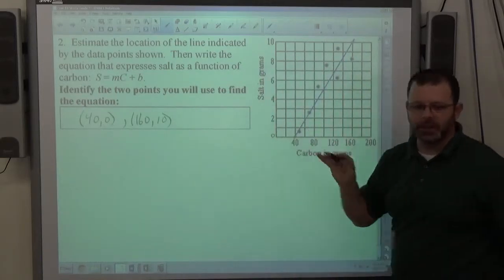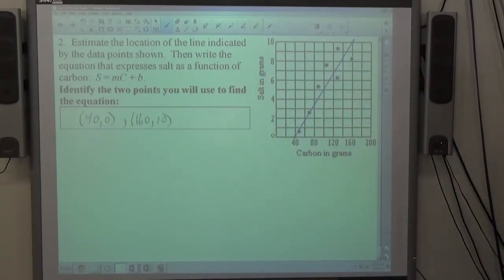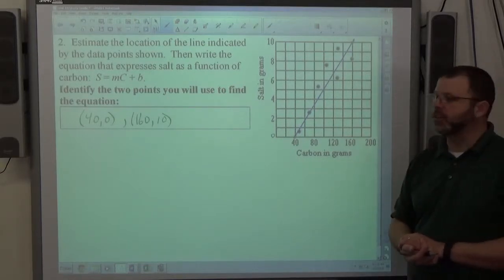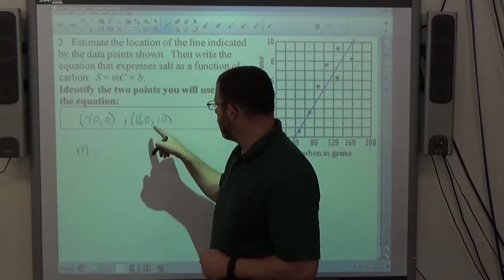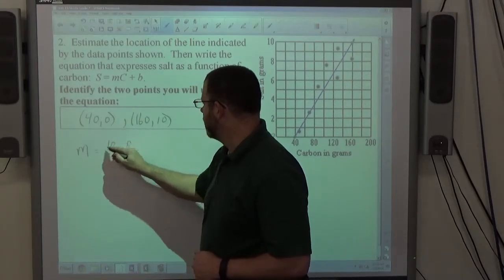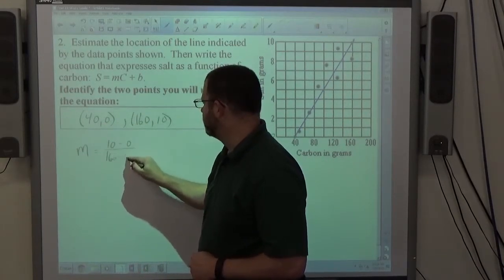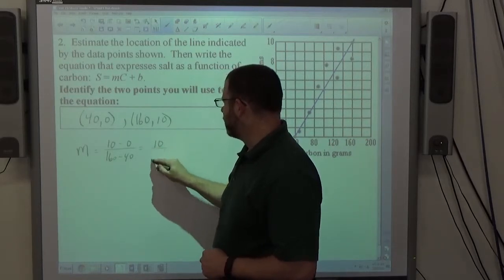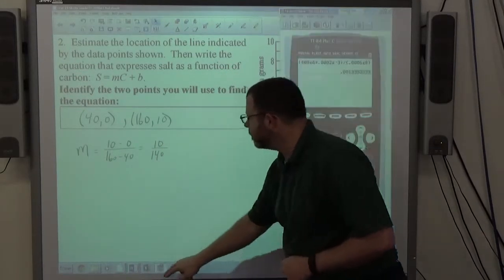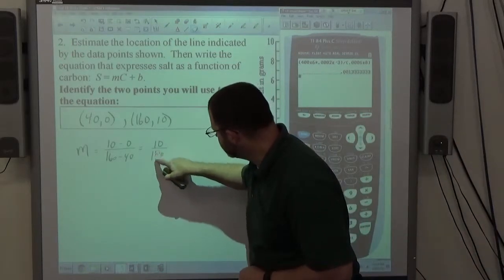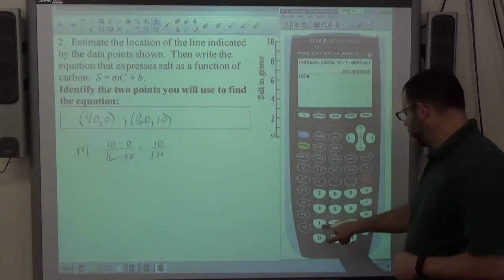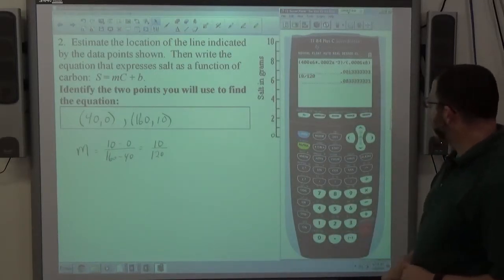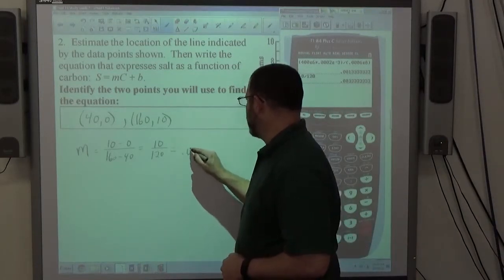It's very important you list those 2 points on your paper so I know what points you used, so I can check your answer based on the points you used. I do expect all decimal answers in this. Do not give me fraction answers. So step 1 is to find the slope of the points I picked, so y2 minus y1 over x2 minus x1. That comes out to 10 on top and 140 on the bottom. Oh, sorry, 120 on the bottom. So if I type in 10 divided by 120, we get 0.083 repeating. So let's go 0.0833.